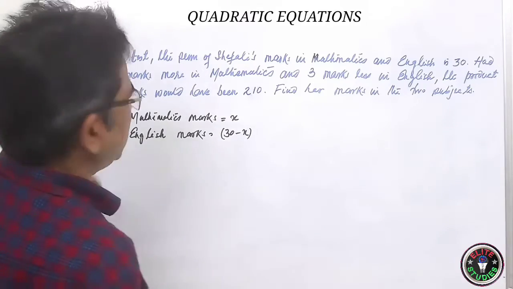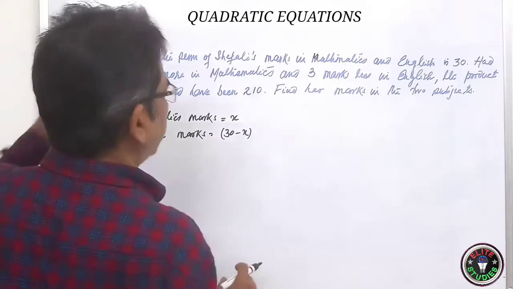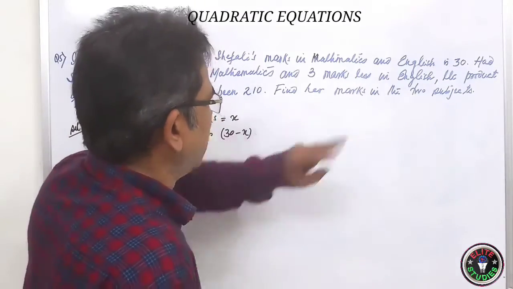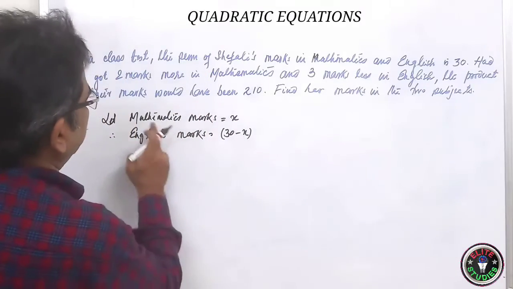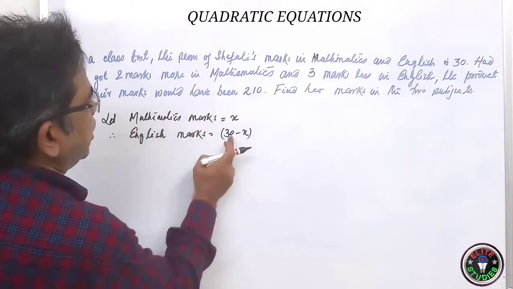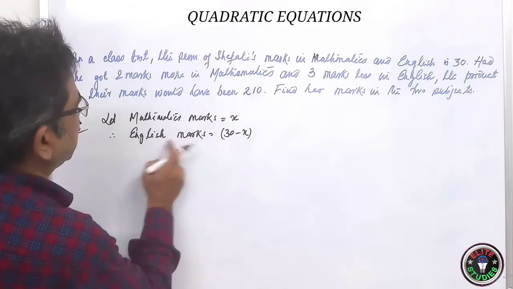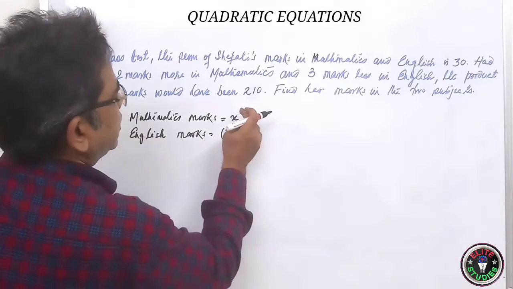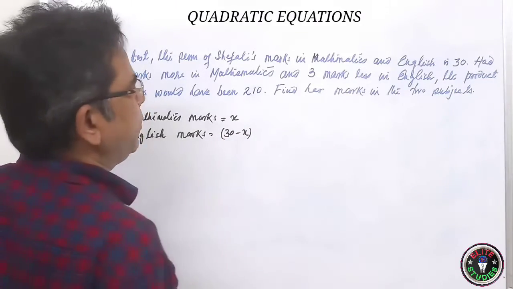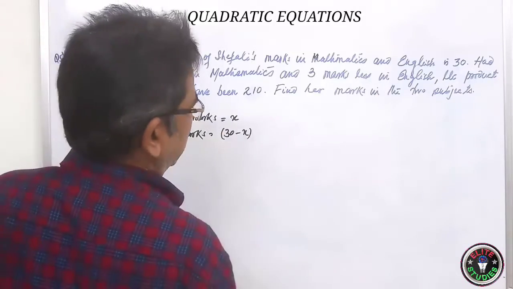Now what is the question asking us? You have to find her marks in the 2 subjects. So if you get x, the marks of mathematics, then you can easily get the marks of English, because suppose if it is 10, then 30 minus 10, simple. So now you have to frame an equation to get the value of x.